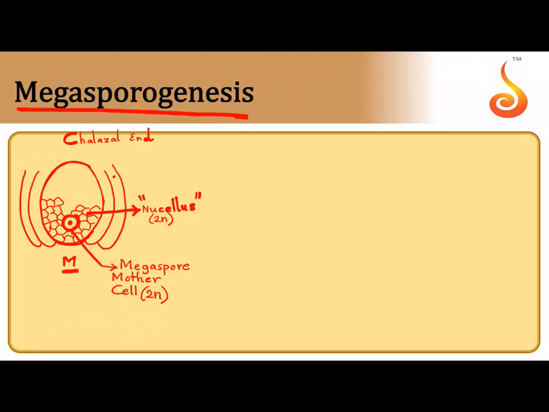Micropyle is the region where integuments are missing. What are these two coverings? The outer covering and inner covering of the nucellus. In the previous diagram we saw these were referred to as the integuments. So let me label the integuments also. There is an outer integument and an inner integument. This much is clear to all of you. Now what will happen is this megaspore mother cell which has differentiated will now undergo a process called meiosis.